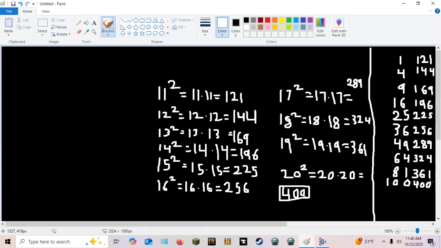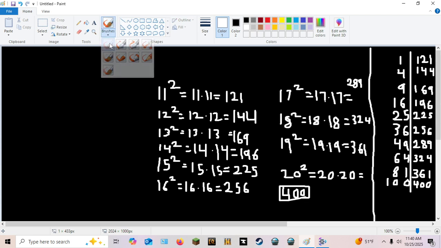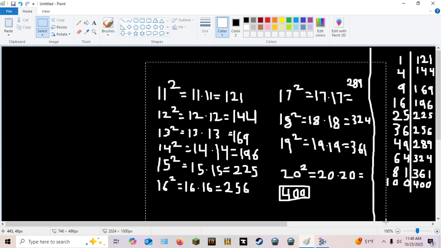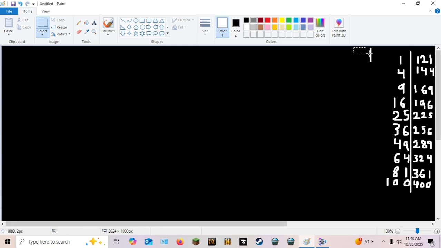Next step is to draw a line. Straight line, so you won't get confused. Right here. Okay? Now, you just gotta delete this line over here. And then you are now ready for the 1 to 20 squares chart.